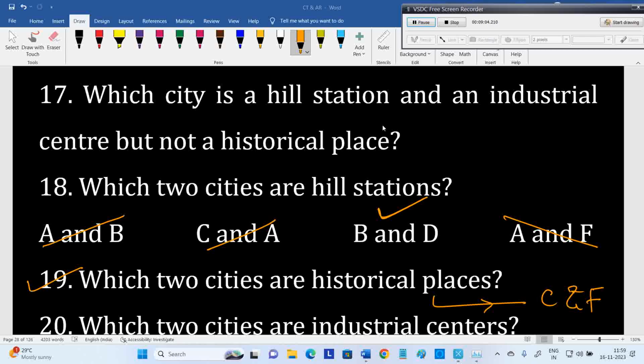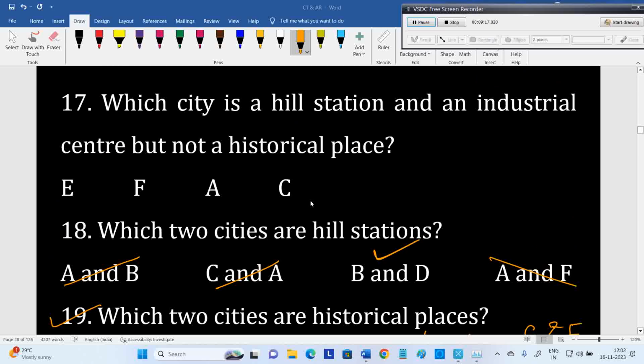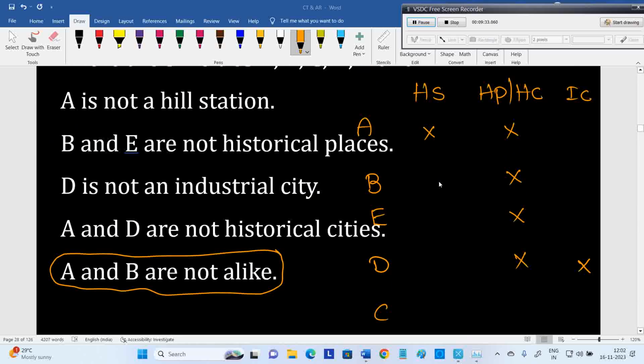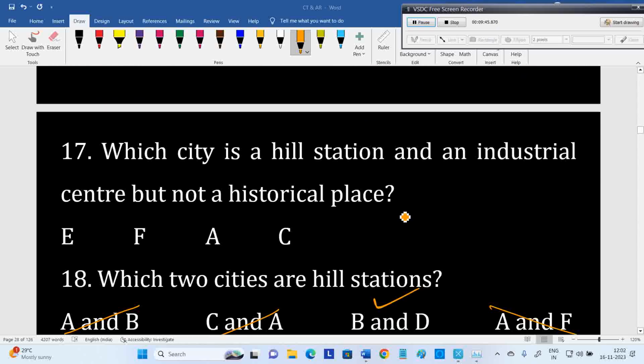17th one. Which city is a hill station and an industrial city but not a historical place? It should be industrial city. Let's see about this 17th question. We have options. Which city is a hill station and an industrial city but not a historic place? This can be decided with options only. Because they have not given any data directly, this can be solved with options only. For the first, hill station means A is not a hill station, we know. And we want industrial center.